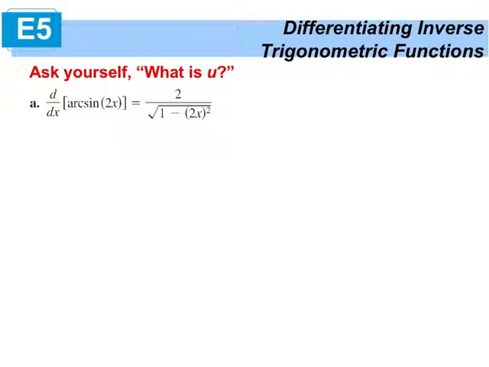The derivative of arc sine is u prime over the square root of 1 minus u squared. Notice the whole thing is squared too. It's not 2x squared, it's the quantity 2x squared. With derivatives, it's not too hard to identify the u value. When we start doing integrals in a couple days, that's going to be the biggest challenge. So if you practice it with this, the rest of the integral stuff will be easy.